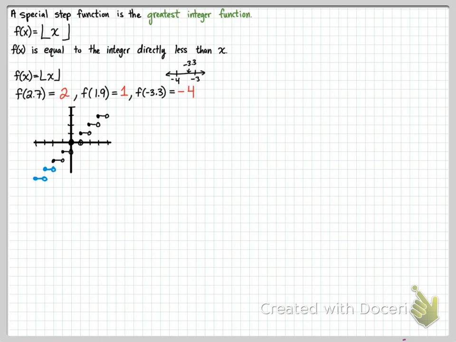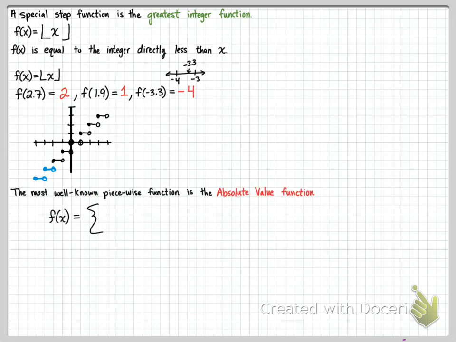Okay, so that is our special step function because it's the greatest integer function. Notice how you literally are, it's like walking down stairs, right? It's like walking down stairs. So it's going to be even throughout.